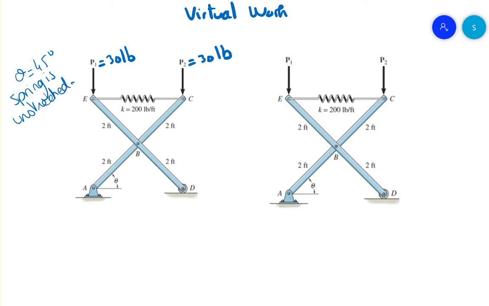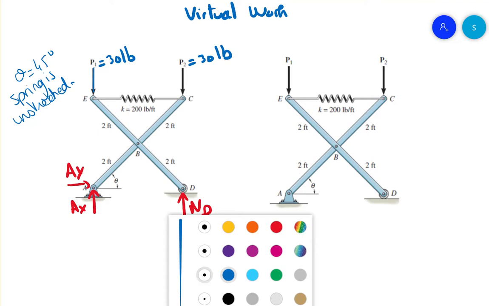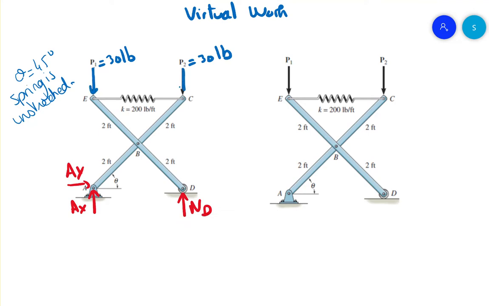Here we go. So let's use the left side for the free body diagram and the right side for the displacement. Our system is everything, including the two links and the spring together. At A, we have two unknowns, AX and AY, because it's a pin connection. At D, we have a normal force, ND. And there we have two forces P that we know the value of.